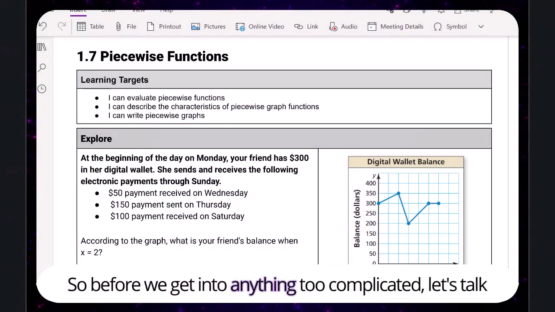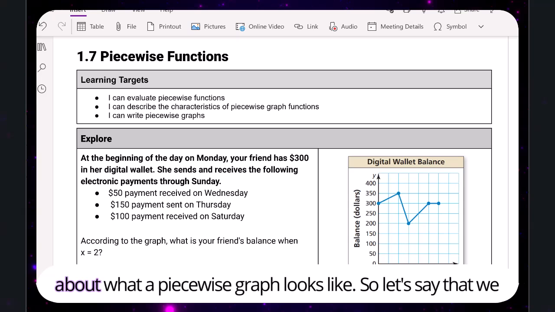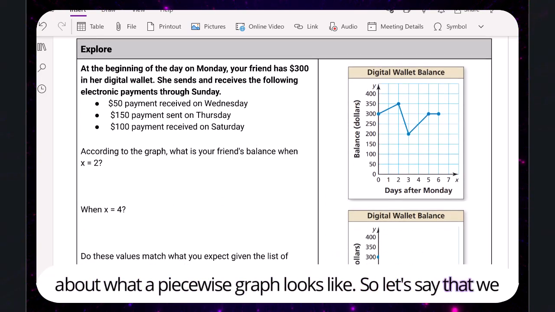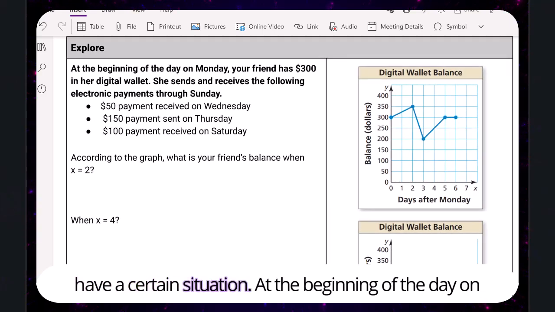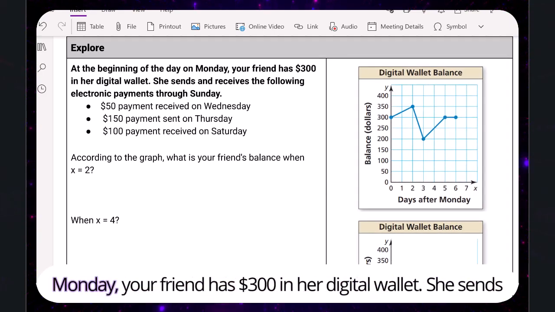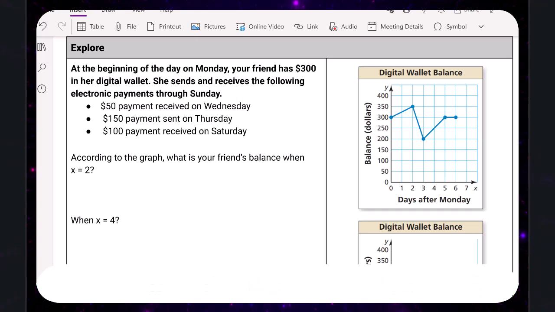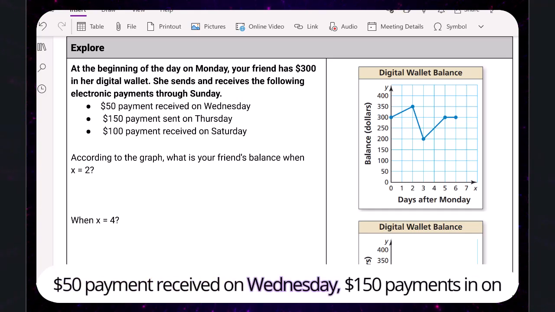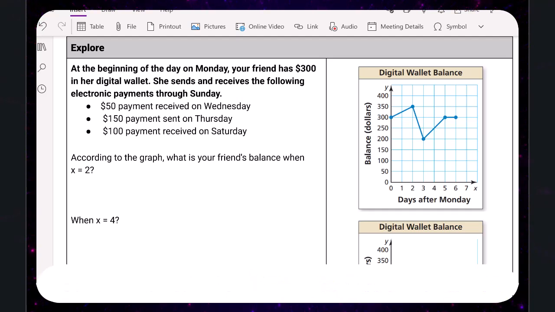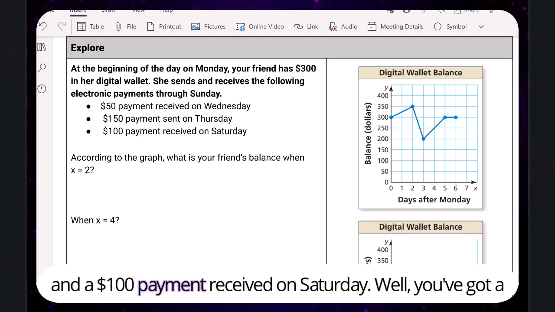Before we get into anything too complicated, let's talk about what a piecewise graph looks like. Let's say that we have a certain situation. At the beginning of the day on Monday, your friend has $300 in her digital wallet. She sends and receives the following electronic payments through Sunday: a $50 payment received on Wednesday, a $150 payment sent on Thursday, and a $100 payment received on Saturday.